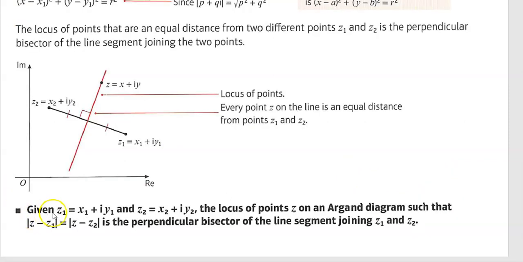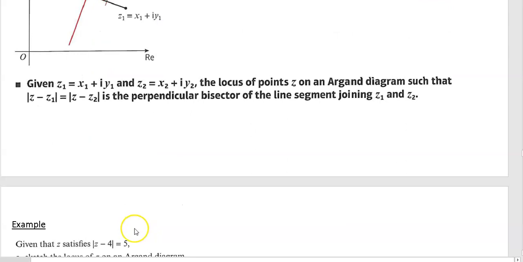Okay, it says in this one, given that z1 is equal to x1 plus i y1 and z2 is equal to x2 plus i y2, the locus of point z on the Argand diagram such that the modulus of z minus z1 is equal to the modulus of z minus z2 is the perpendicular bisector of the line joining z1 and z2. Okay, I'm going to explain this using two fairly simple points.